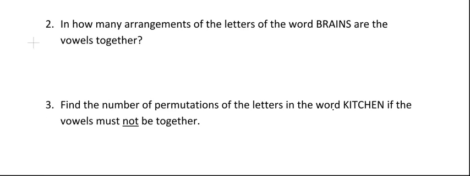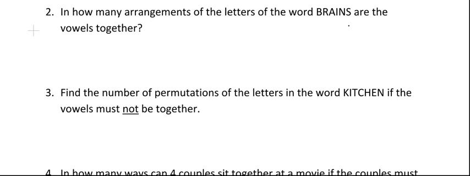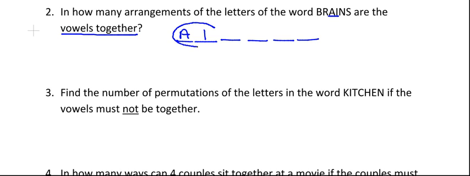In how many arrangements of the letters of the word brains are the vowels together? Notice that in this question it just says the vowels must be together. It does not say in alphabetical order. So again, I'm just going to write out A and I to represent vowels, and then I have 1, 2, 3, 4 other consonants. My vowels must be together, so they will still travel together the whole time, but they don't need to be in alphabetical order.